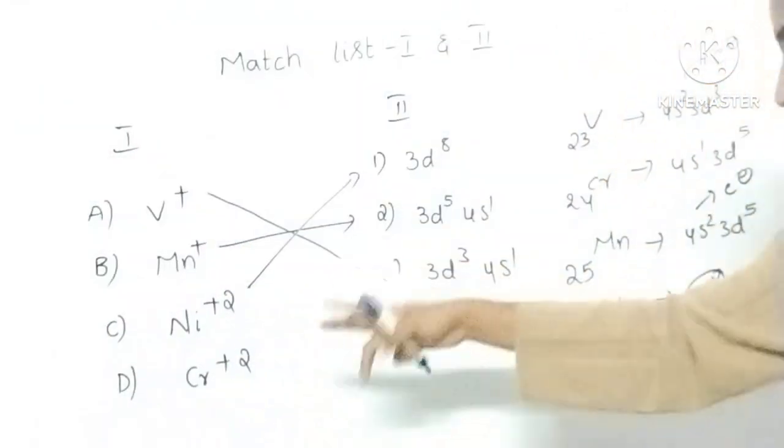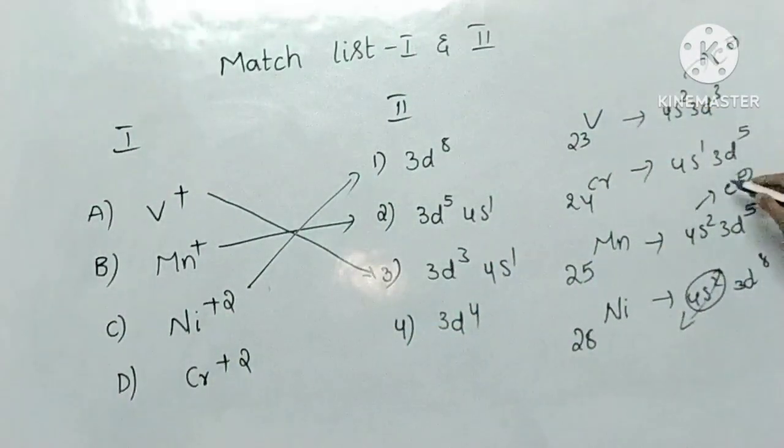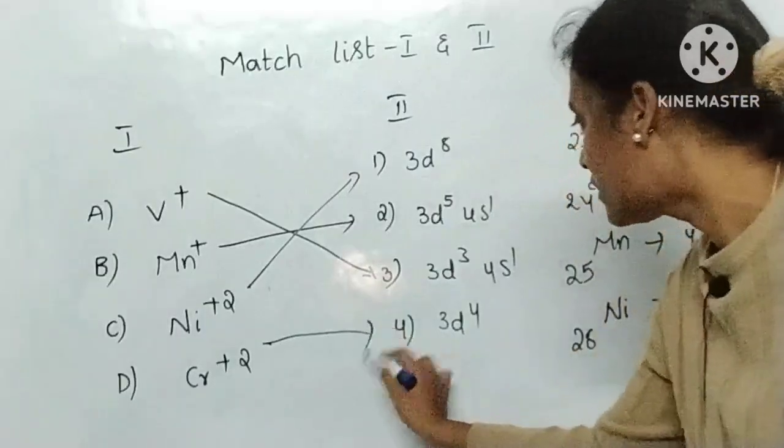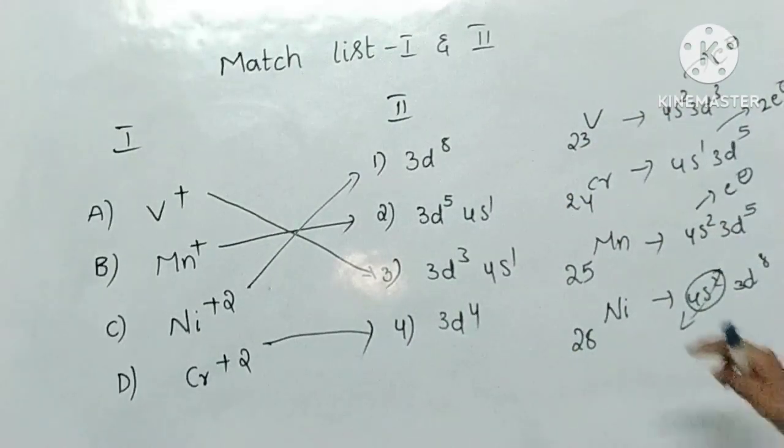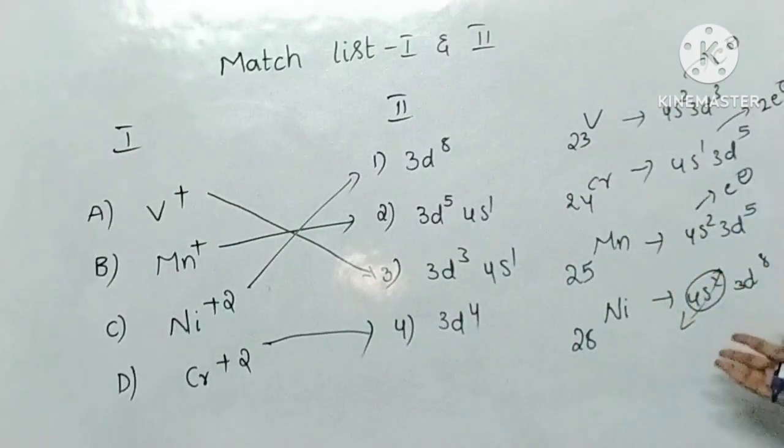That means not 1 electron, 2 electrons. That means chromium becomes Cr plus 2. So here it is 2 electrons, that means 3d4. Is there any option? Yes, here it is the 3d4. This is the answer, and you need to do it like this.